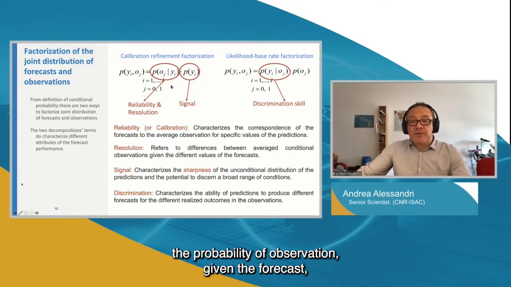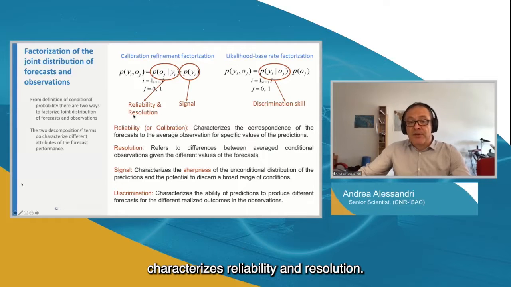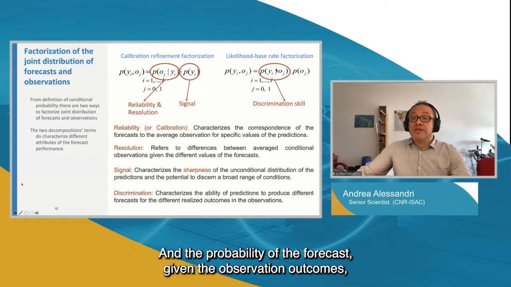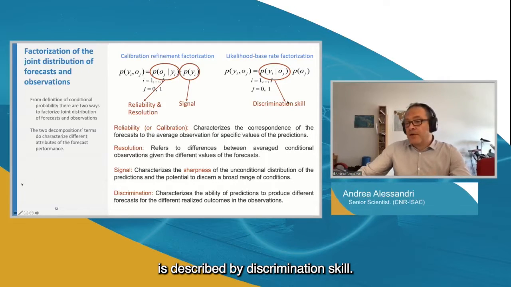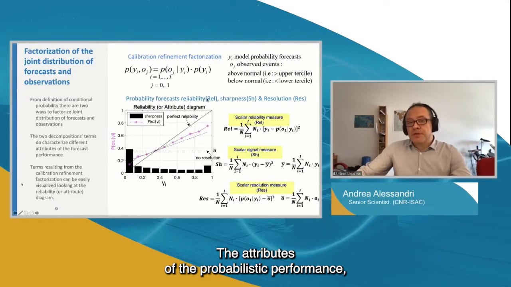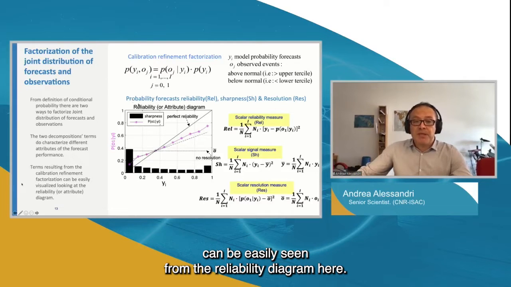So, for instance, here, the probability of observation given the forecast characterizes reliability and resolution. The marginal probability of the forecast defines the signal, and the probability of the forecast given the observation outcomes is described by discrimination skill. The attributes of the probabilistic performance, for the calibration-refinement factorization, can be easily seen from the reliability diagram here.